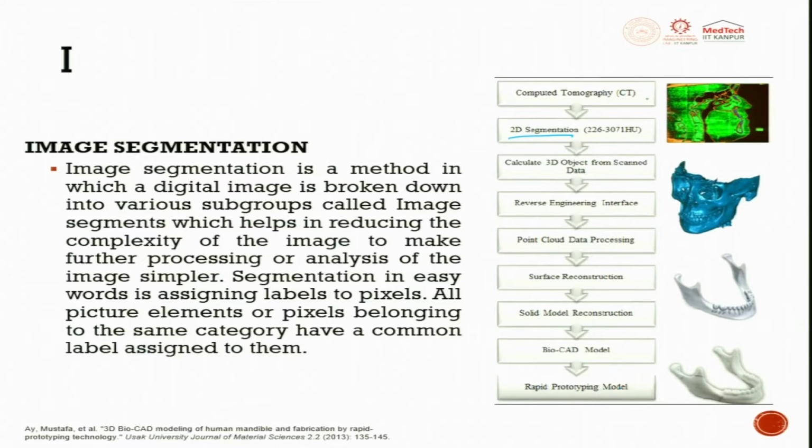Here you can see image segmentation is a method in which the digital image is broken down into various subgroups called image segments, which helps in reducing the complexity of the image for making further processing or analyzing simpler. So, you have an object, you divide the object into small segments. Segmentation, in easy words, is assigning labels to pixels. All picture elements or pixels belonging to the same category have a common label assigned to them.